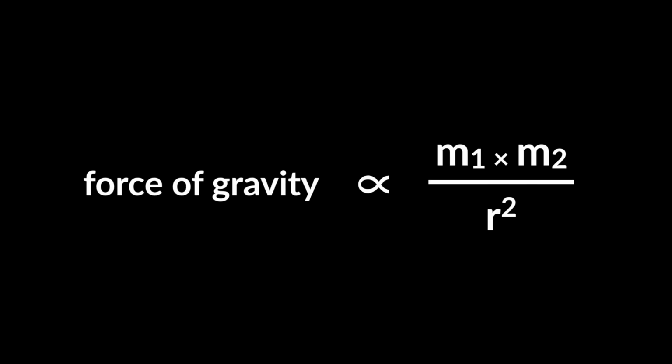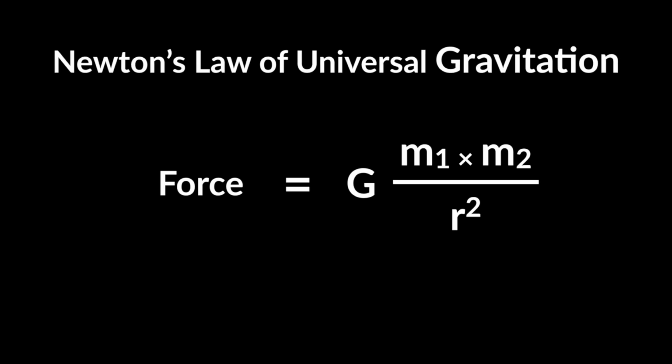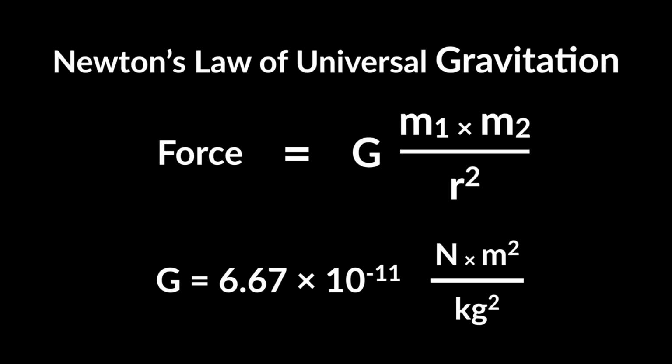So from these conclusions, Newton found what we now call Newton's law of universal gravitation, and that is that the force of gravity between two objects equals G, which is a constant, times the product of their two masses divided by the distance between them squared. And G, as we know now from experimentation, is 6.67 times 10 to the minus 11th, with units of newton meters squared per kilogram squared. Let's take a look at a problem involving this equation.